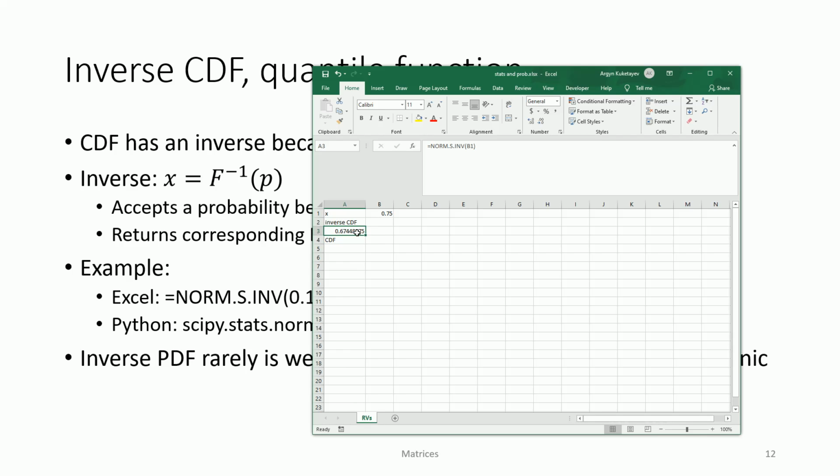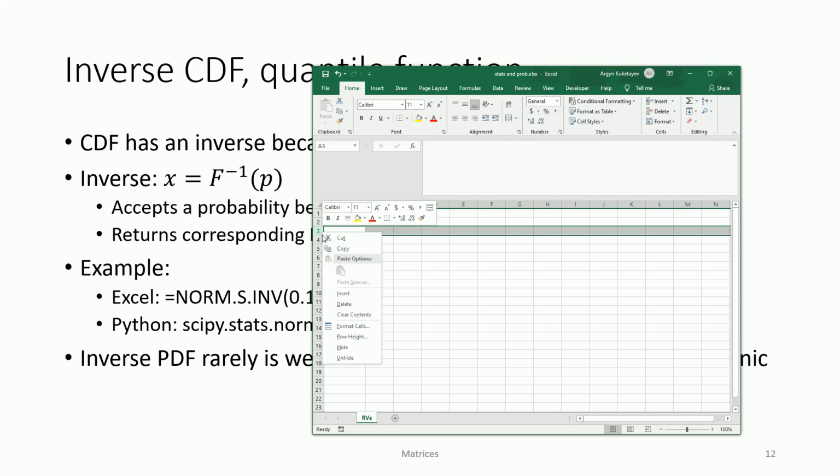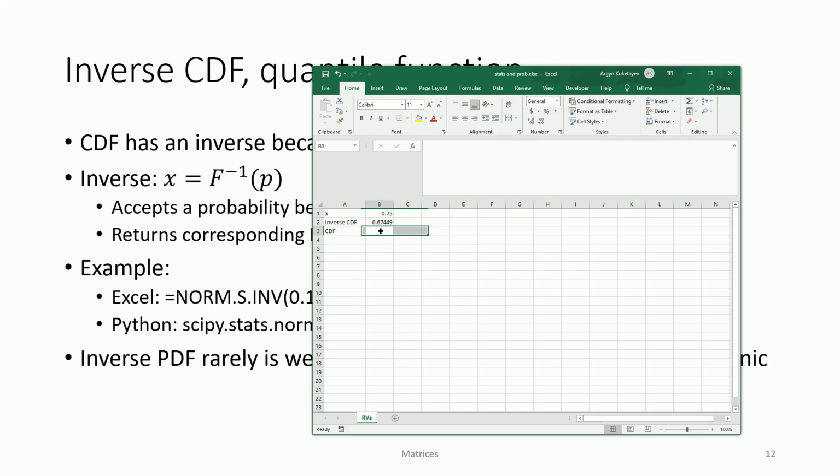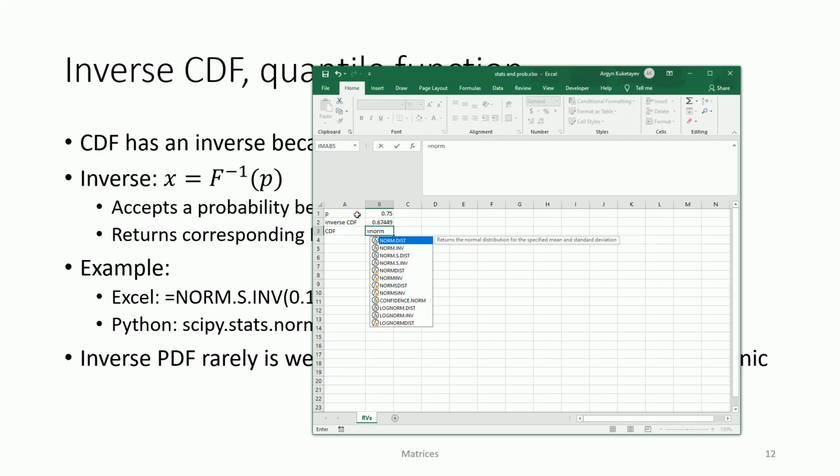Maybe I'll align it like this. Okay, good. Now let's just check it. Let's get a CDF of this number. So this was probability. We plugged 0.75 and supposedly got the inverse CDF. Now if we take this number 0.67 and plug it into CDF, we should get back the probability. Let's see if it works or not. Of course it works, but I just want to show you how it's done.